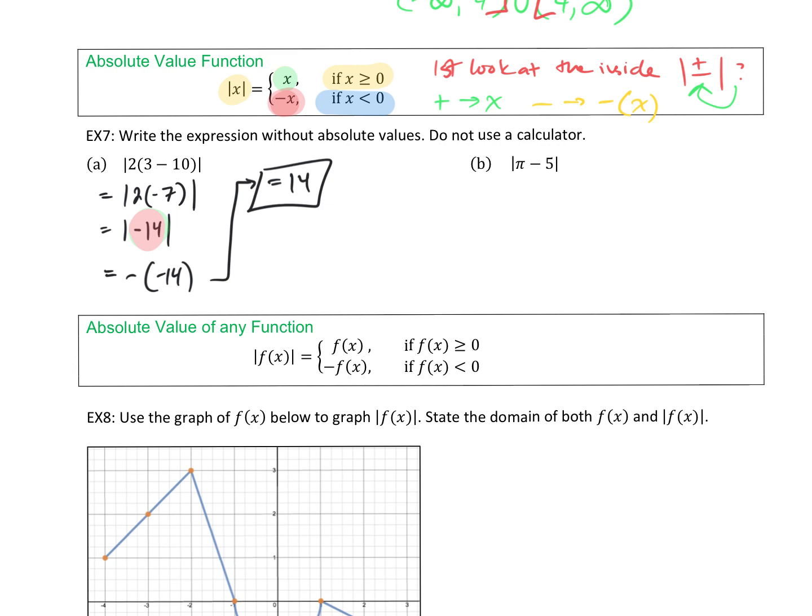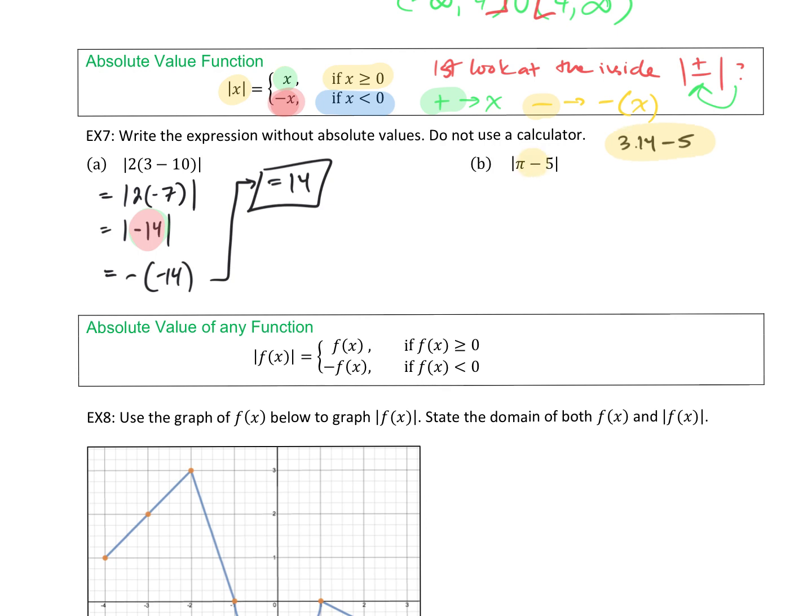Let's take a look at B. So here we have the absolute value of pi minus 5. Do we know what pi is? Well, we don't know an exact number, but we know pi is roughly 3.14. So we're saying 3.14 minus 5. Now again, ask ourselves, is this going to be a positive or a negative number? Well, 3.14 minus 5 is actually going to end up being a negative number.